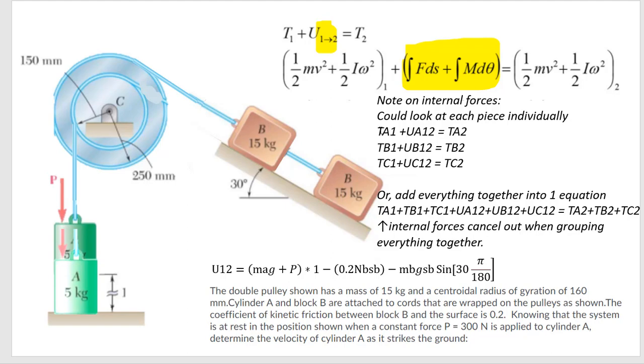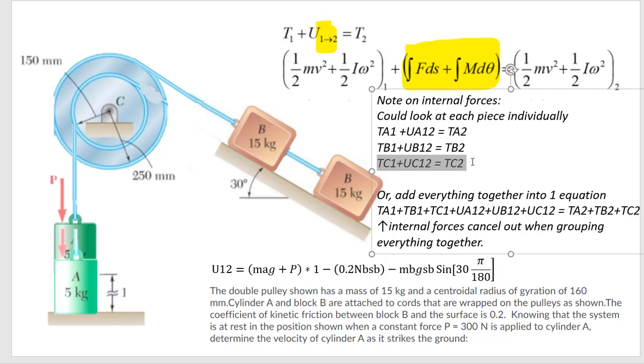So I could have carved this up and just looked at starting energy, ending energy for A, in which case I would have to know what the tension of this is. And then I could come over here to B. I could look at the starting and ending energy of B. And again, I would have to know this different tension. This is a different rope on the outside than the inside.